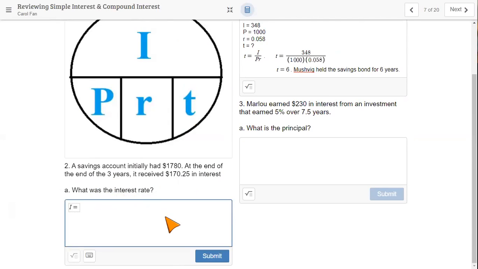So interest, 170.25. Principal, 1780. Rate is unknown, and the time is 3 years. Okay, our equation is going to be I over P times T. So 1725 divided by 1780 times 3.